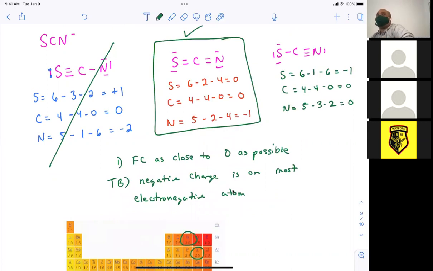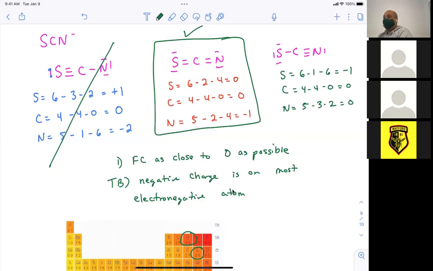And you do have to explain that. There are times in the IB exam where they'll give you the possible structures and they'll say, state and explain which one's the ideal structure. So you'd have to cite formal charge, calculate it, and then also explain why you have to tie break between two possible structures if there's two that are the same.